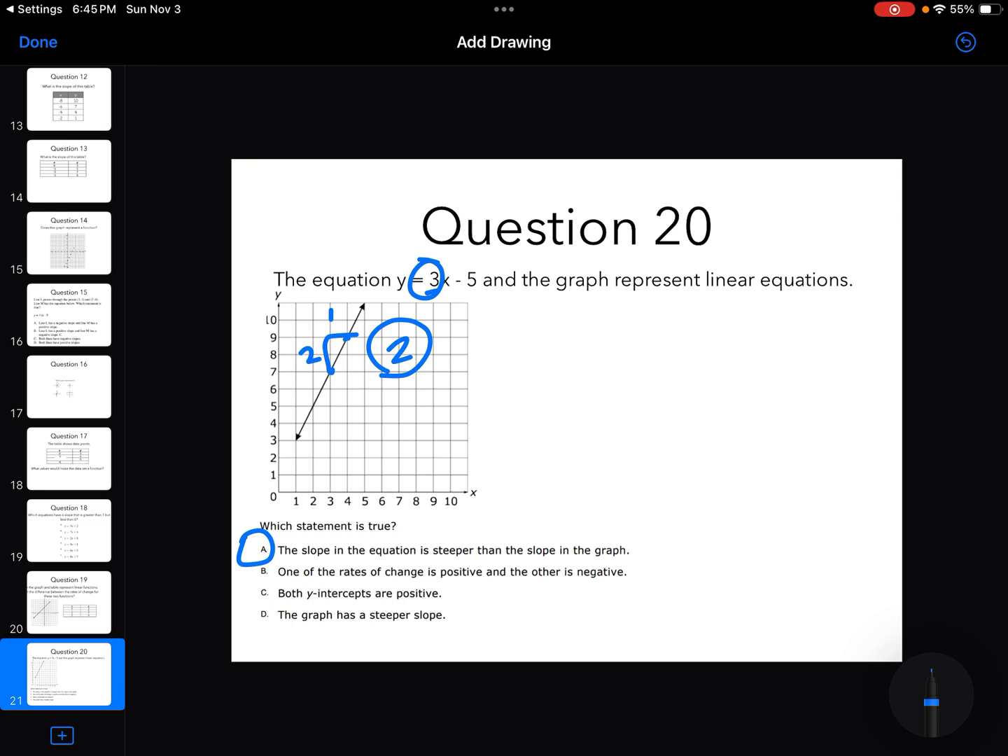Our rates of change, one rate of change is positive, one is negative. Nope, they're both positive. Both y-intercepts are positive. Well, no, because that one's negative, and we don't really know anything about y-intercepts yet. The graph has a steeper slope. No, because that's a lower number, so it's got to be A.